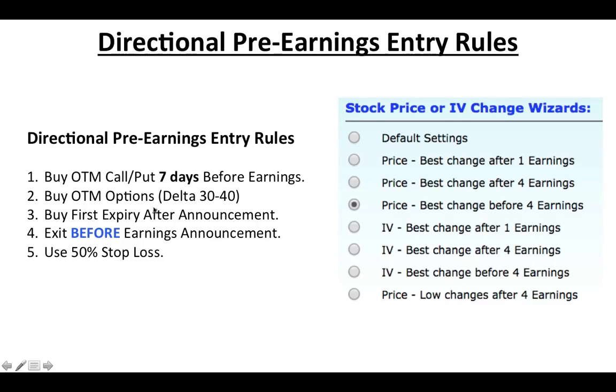You want to buy the first expiration option after the earnings announcement. So for example, if I have earnings coming up in 7 trading days, I want to buy the very next available expiration after that date. And that might be a weekly option that could expire on the very next day. If that's the case, do it. Because again, the implied volatility will rush in and offset any time decay that short-term options always introduce, actually. And this is critical.